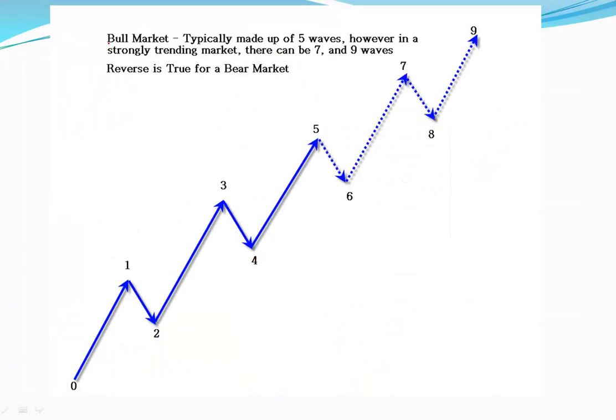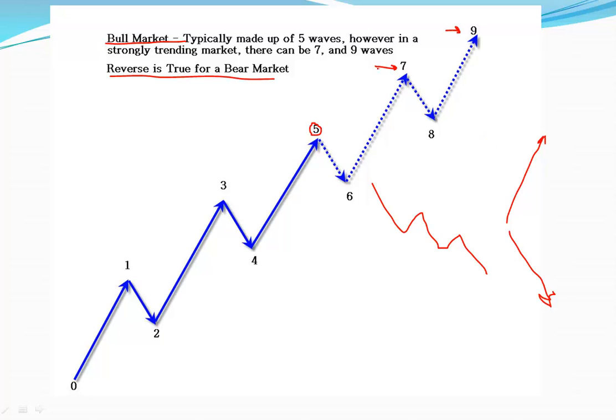Now, in a bull market, an Elliott wave is typically made up of 5 waves. In a very strong market, a lot of times they don't speak about this when you're searching on the internet, on YouTube, or taking classes from other people. They don't talk about the 7th or 9th wave, where in a very, very strongly trending market, a market that goes up or goes down, as it shows here, the reverse is true in a bear market, meaning that the trend does this.